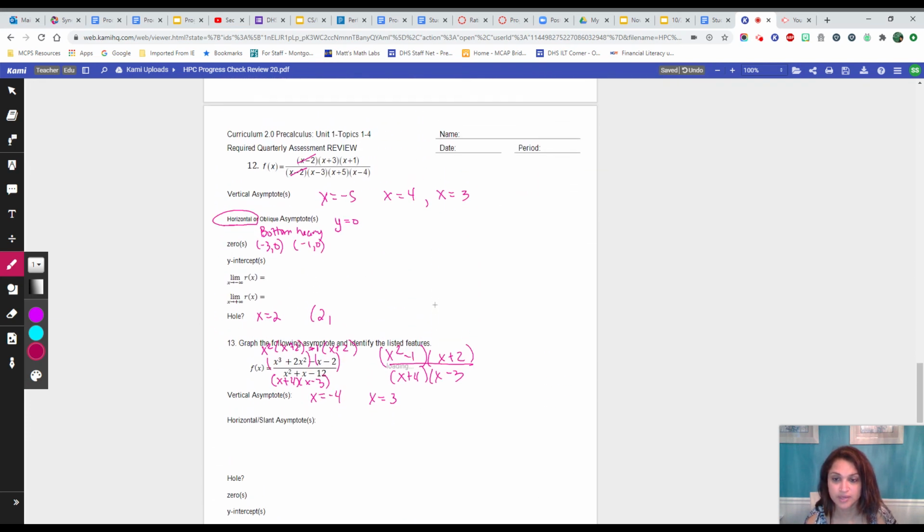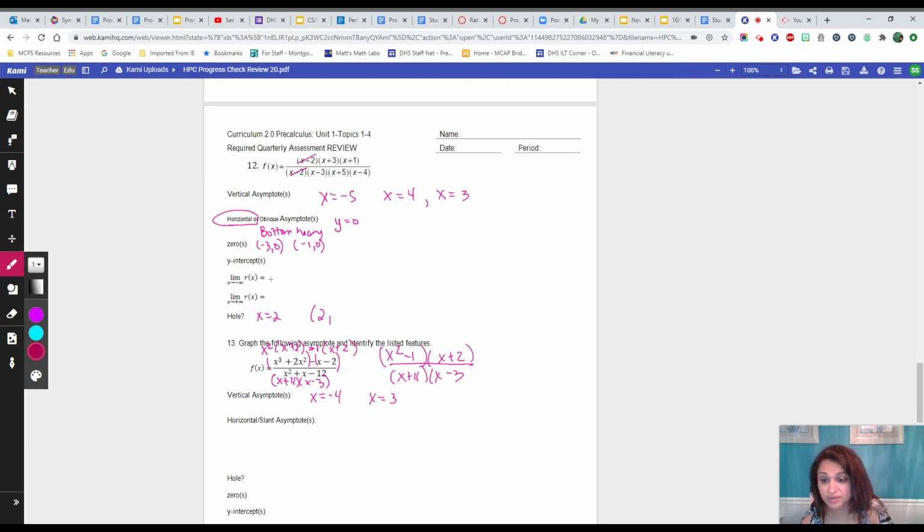Okay, last page on my review. All right, vertical asymptotes is where the denominator equals 0. So I went kind of quickly here. We got x equals negative 5, we got x equals 3, and we got x equals negative 4. We did have something cancel, so we have to know that that's going to make the graph have a hole in it.